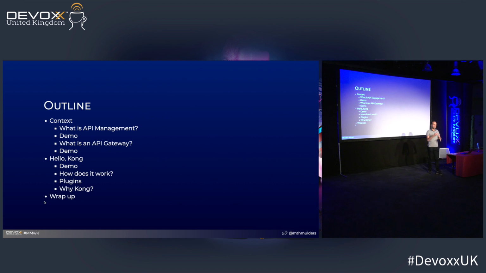So the talk is roughly outlined like this. We'll discuss API management. We'll discuss what an API gateway is. And once we've done that, we'll see a few demos to illustrate the problem. We'll dive into Kong, one API gateway solution. We'll see how that works, what you can do with it. Discuss some of the internals. Why you might choose Kong, or you might choose to do something else than Kong. And of course, there's a wrap-up.